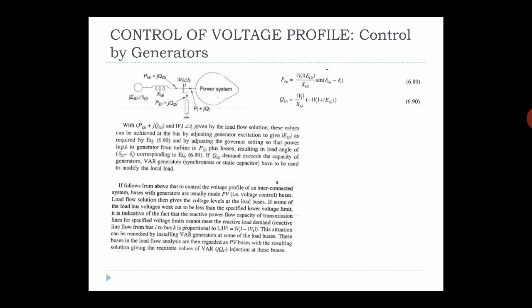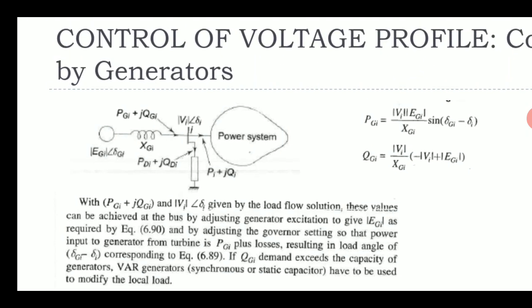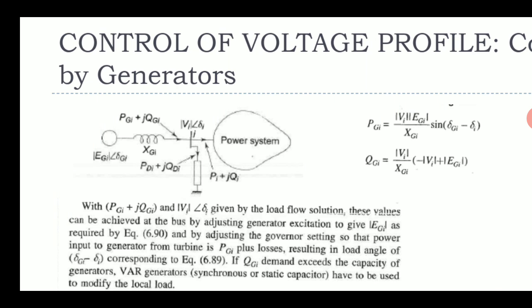So we are looking at control of voltage profile by the generator. In the above diagram, you can see we have a generator. The generator has a voltage EGi with an angle of delta Gi. G represents the generator. It is connected to the bus with a reactance XGi. From this bus there is a load. The load may be connected to the bus, and the load as well as the power system is shown as a bigger shape.